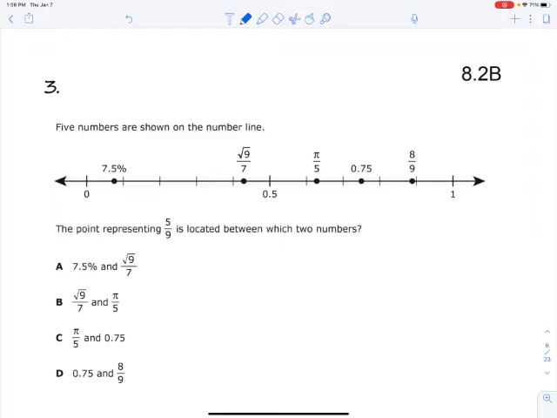When we look at 5/9, I know that if I were to type that into the calculator, I'm going to get 0.5 with a bar, or 0.555555555. If this is 0.5 and this is 0.6 right here, because that's what they're counting by, 0.5 with a bar is going to be right there in the middle. So that means it's going to be between the square root of 9 over 7 and pi over 5, which is B, the correct answer. In a problem like this, all you really do is type this fraction into the calculator, get a decimal answer, find where that decimal is going to be on the number line, and then choose the 2 that it's in between.